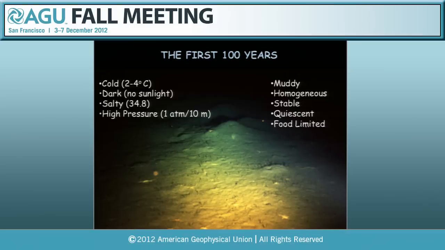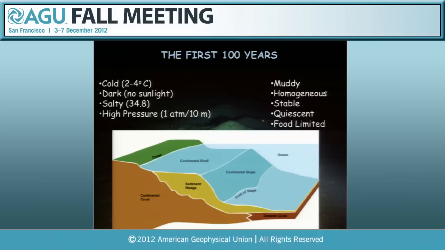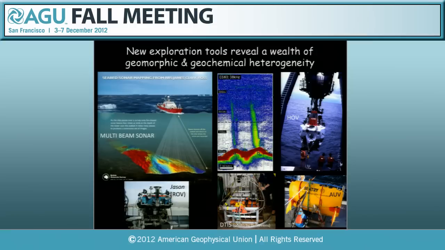I should say that this is how the deep sea was depicted, and the continental margins in particular were depicted in textbooks as flat, featureless slopes. But over the last 40 years, we've developed a host of new exploration tools. Many of you will recognize these or have used these. We have things like multi-beam sonar and acoustics for midwater. We have human-operated vehicles, AUVs, ROVs, and camera sleds. And with the use of these, a very different picture of the continental margins has emerged.